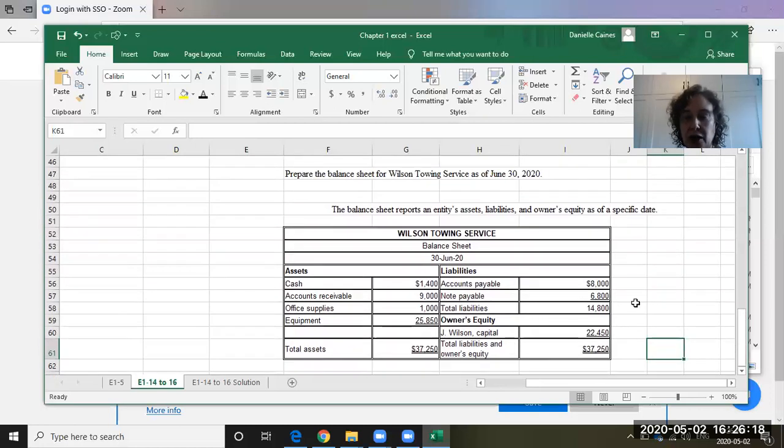So that is our three main financial statements. They are the three that we mainly prepare: the income statement, the statement of owner's equity, and the balance sheet.